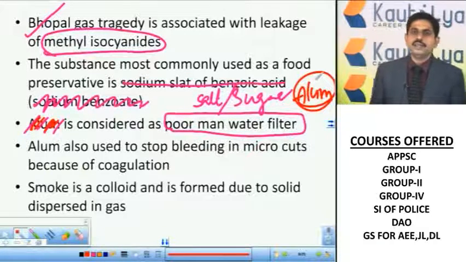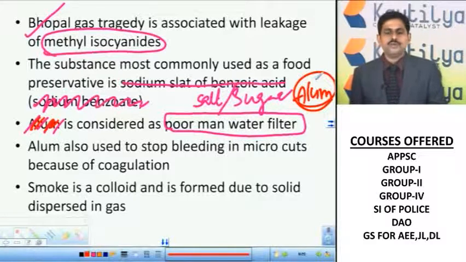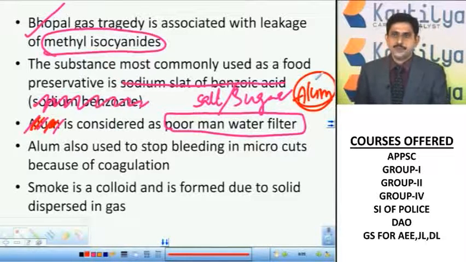Why? Because when you apply alum and rotate it for a minute in water, what will happen? The larger particles which cannot be seen by the naked eye can be deposited at the bottom. So large particles which are present in water but are not directly visible to the naked eye can be separated by using alum. That's why it is called a poor man's filter paper.